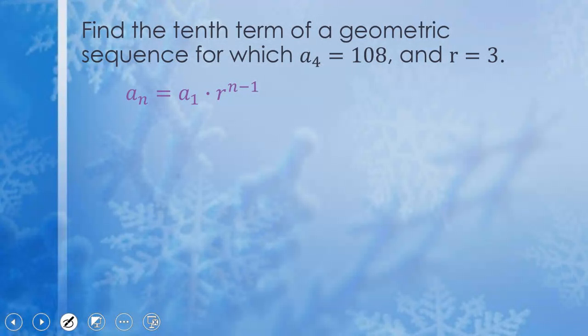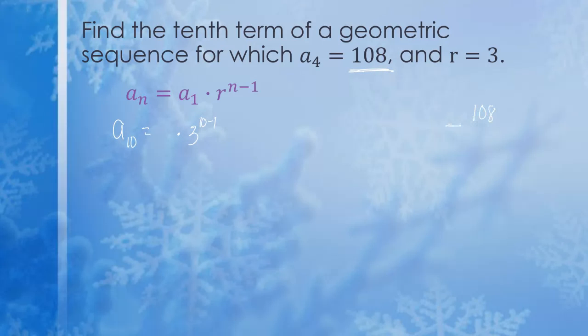Now we want to find the 10th term of a sequence for which A4 is 108 and R is 3. So this is a little tricksy because we know the 4th term, but not the first term. Could we figure out the first term? Because that's what we need for our formula, right? We want to find the 10th term, but we need to know the first term. We know R is 3. Could I use that with my 4th term and go backwards maybe?